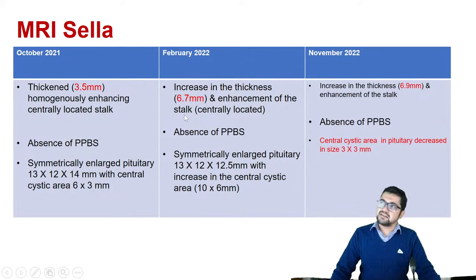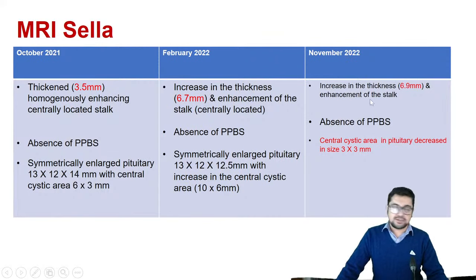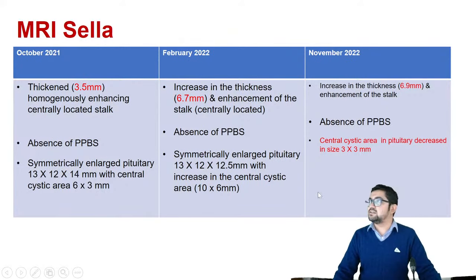and the enhancement had also increased, and the stalk was still centrally located. The size of the pituitary was almost the same, but there was a slight increase in the central cystic component. And a final MRI done at the time of presentation to our department showed that the stalk thickness had further increased in size, but the central cystic areas had decreased in size. So, seeing the serial course of the MRIs of the patient, we thought that possibly she has an inflammatory lesion which led to some liquefactive changes in the pituitary and which gradually decreased in size. However, the inflammation is still persisting in the stalk, leading to the serial increase in the stalk thickening in the MRIs.